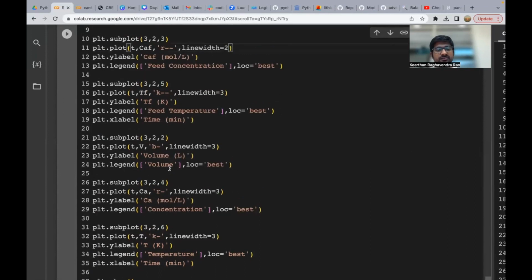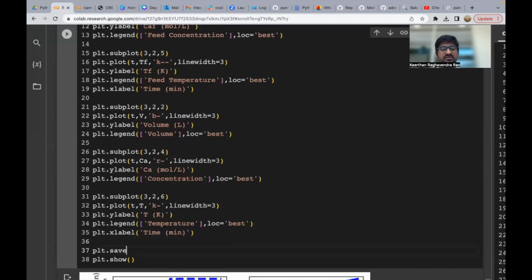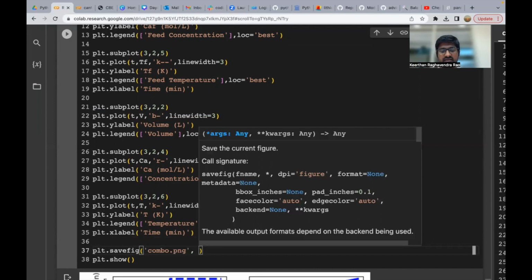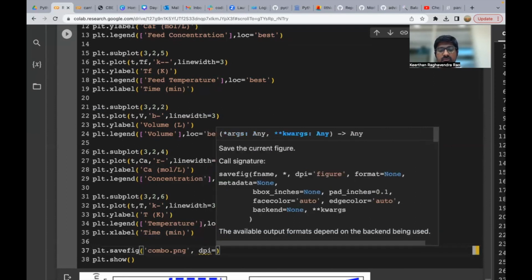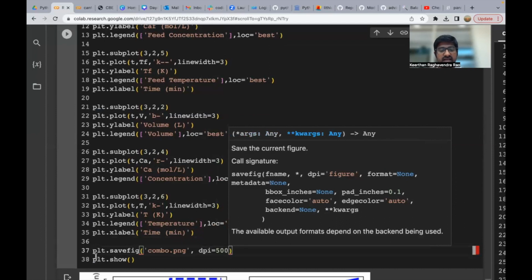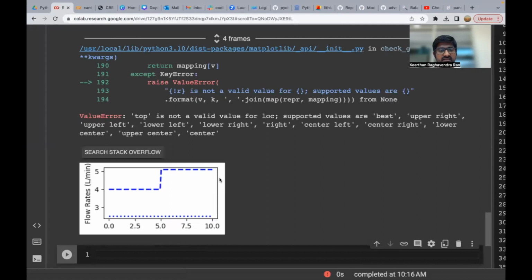And if you want to save this, you can also say plt.savefig, and you can give it a name. You can say combo.png. You can give an extension, and you can give the dots per inch, dpi, equals, say, 500. And then you can run this. So this will display the figure.